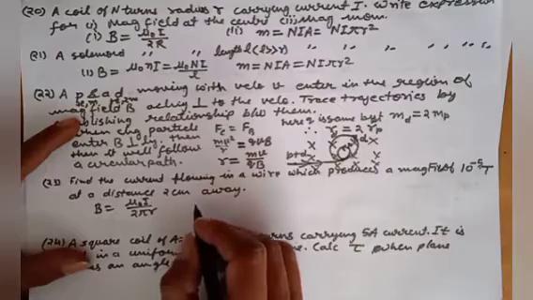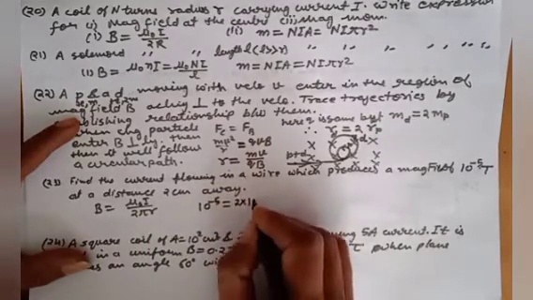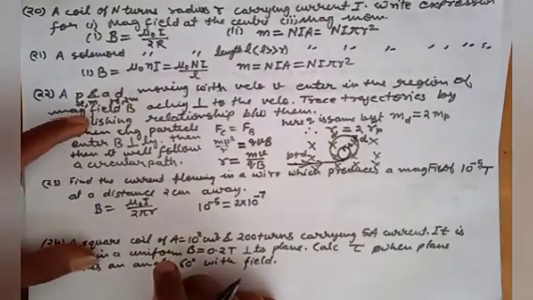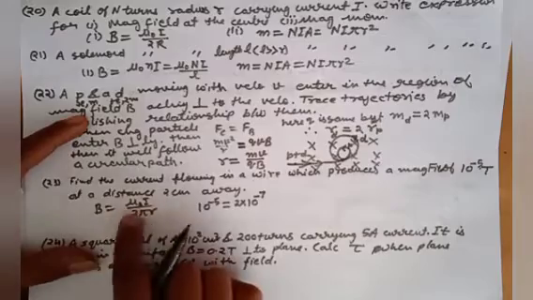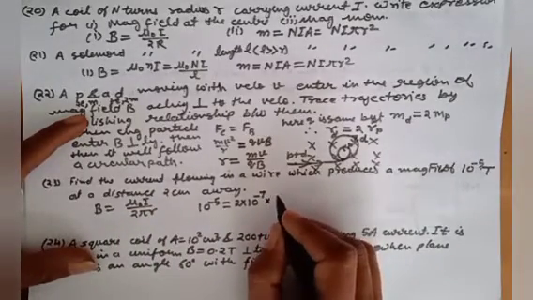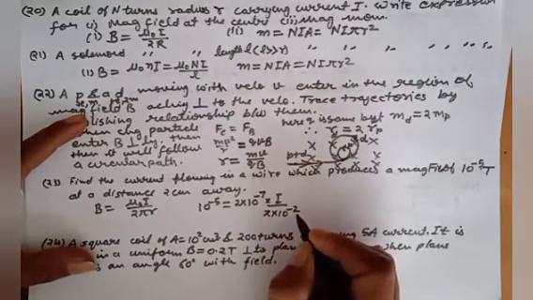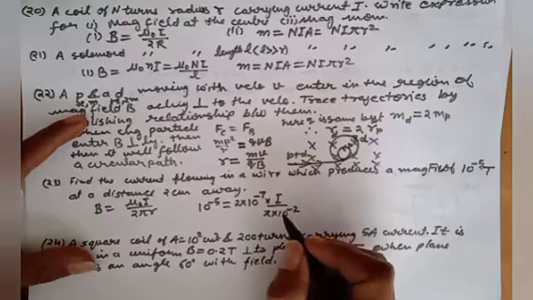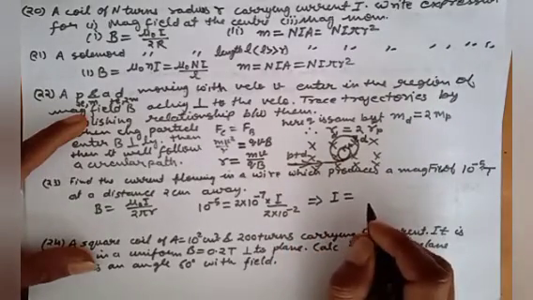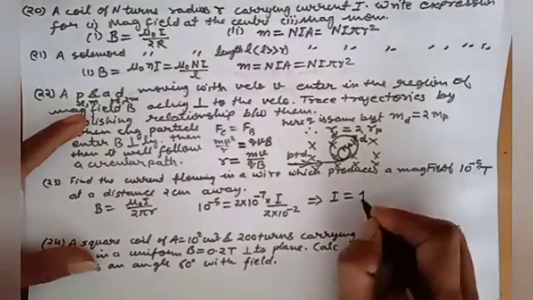B is given as 10 to the power minus 5. Mu naught is 4 pi into 10 to the power minus 7. So that's how we can find mu naught upon 4 pi, mu naught upon 2 pi. We have to find I, and r is 2 centimeter, so we have to convert it to 10 to the power minus 2. So finally I equal to, I'm directly doing it, and I hope you people will understand this, 1 ampere.